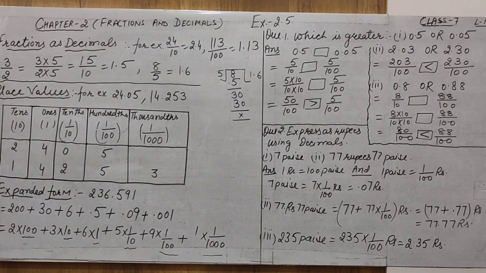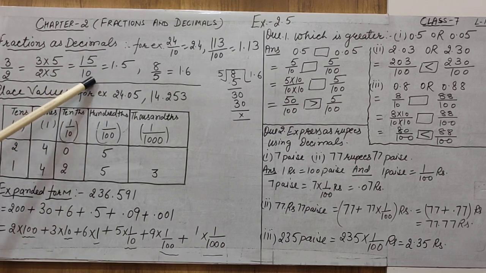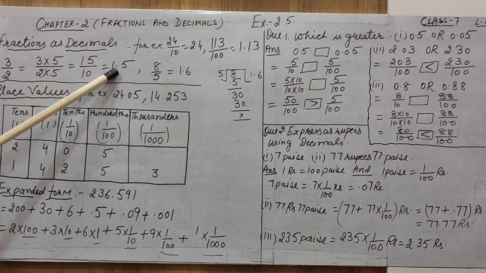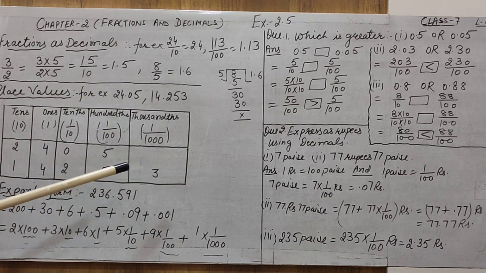Now instead of 3 by 2, I have changed it with the help of the equivalent fraction property. Multiply numerator and denominator with 5. So I get 15 by 10. So how can I write the decimal? I have to put a decimal after counting one digit from the right hand side, that is 1 zero. One digit counted from the right hand side moving towards the left, so one digit is left and place a decimal, that is 1.5.